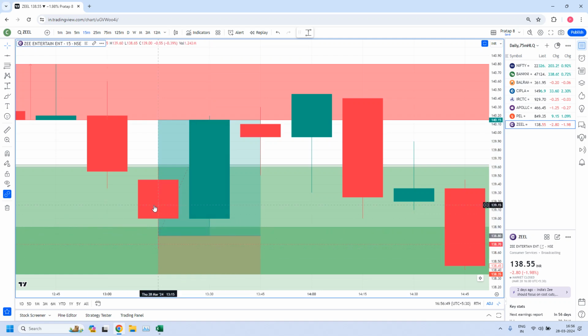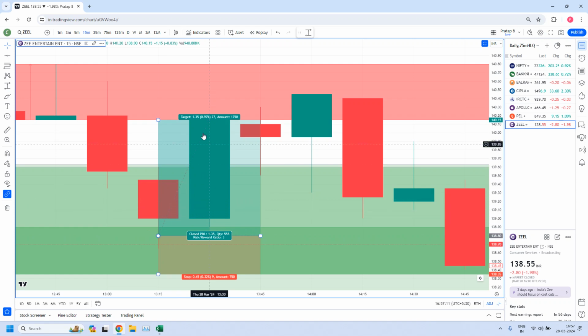So prices came even a little below. What is the low of this candle? Up to 138 rupees 65 paisa the prices came down. But we took our trade a little above, that is 138 rupees 80 paisa. So our trade will execute definitely here.